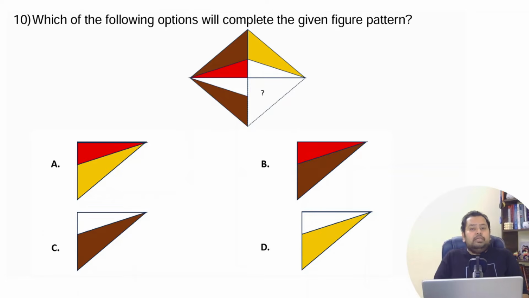And now we move to question number 10. That is the last question of the logical reasoning section. Which of the following options will complete the given figure pattern? So some pattern is being followed over here. You have to find the pattern first and then understand and find out what would actually be here so that the whole pattern is complete, right? So you have to find this missing piece in the complete pattern. So again, pause the video, solve it yourself first, and then look at the solution.